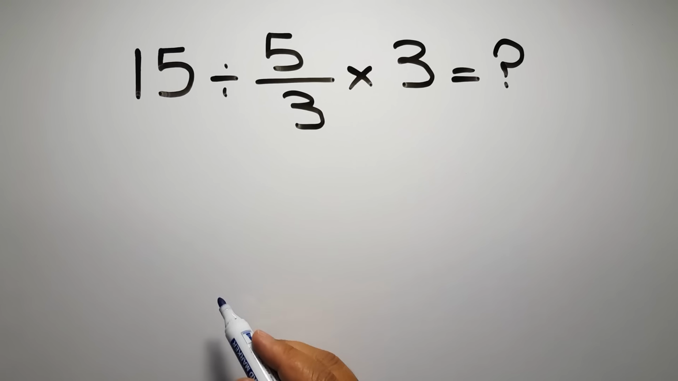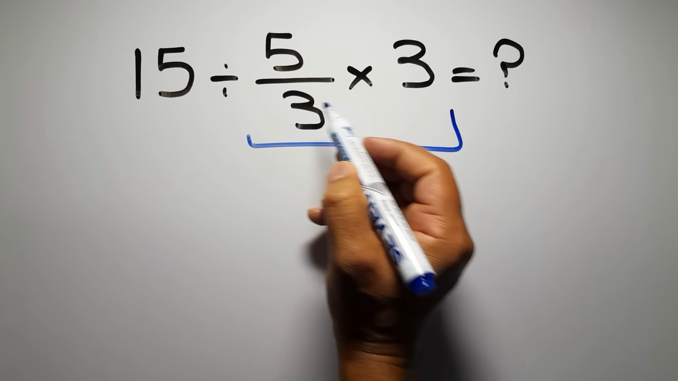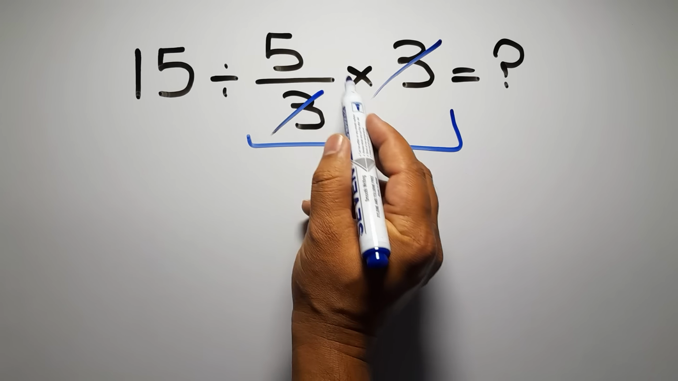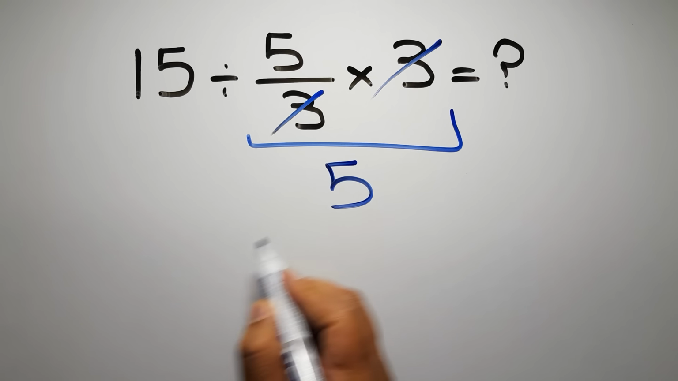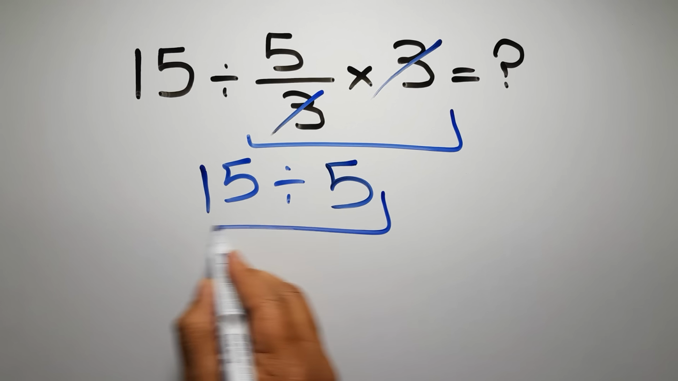First, we do this multiplication, 5 over 3 times 3. We can easily cancel this 3 and this 3, so here we have just 5. And 15 divided by 5 gives us 3.